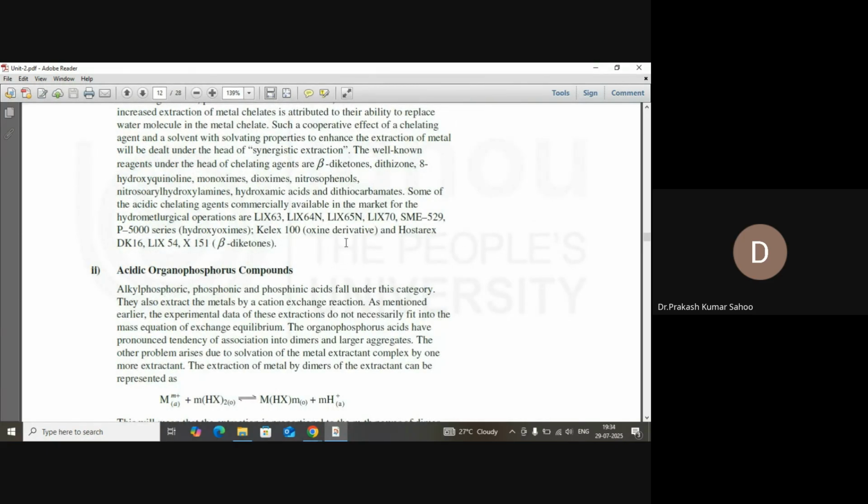So then, some of the chelating agents commercially available in the market are named as P5000 series, which is hydroxyoxy, KLX100 oxime derivatives. So under different commercial names, these chelating agents are available in the market.